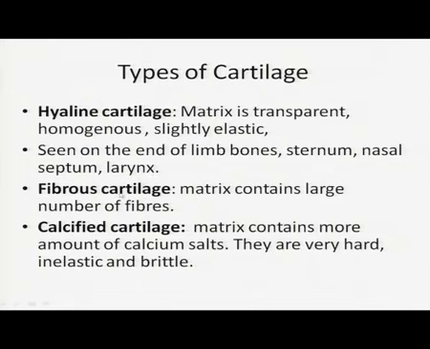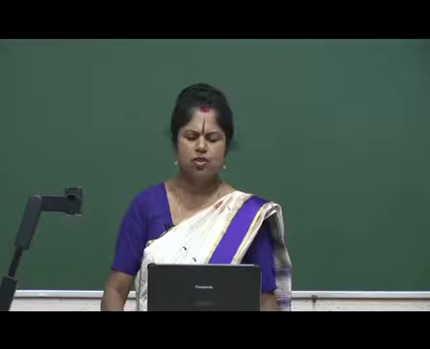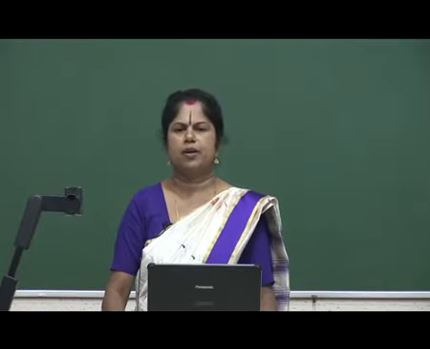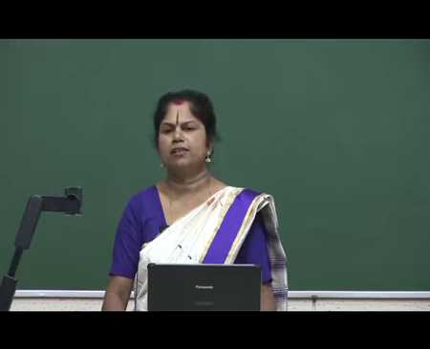Now, coming to the second type of cartilage, that is the fibrous cartilage. The matrix contains a large number of fibers, hence the term fibrous cartilage. Calcified cartilage, the third type, is hard. The matrix contains more calcium salts, that is why it is very hard in nature. Since it is very hard, it is inelastic as well as brittle. So, these are the different types of cartilage: hyaline cartilage, fibrous cartilage and calcified cartilage.